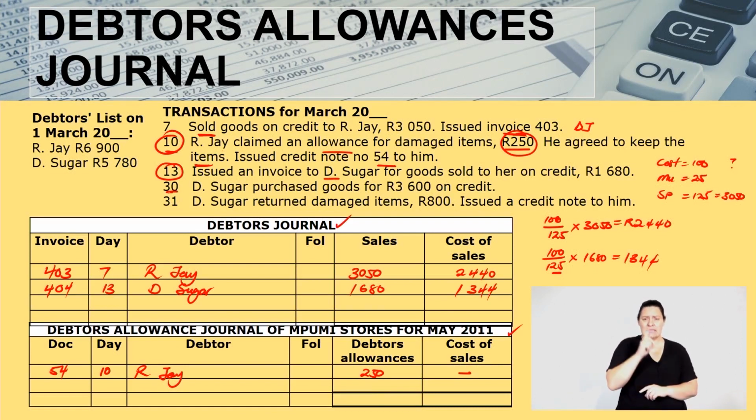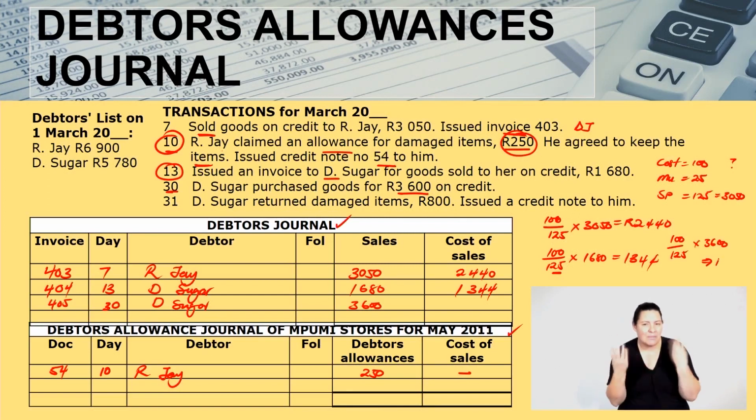Let's go to the next one. On the 30th, D Sugar purchased goods for 3,600. Where do I go? Obviously, it is in my DJ. So I'm coming here, 405. What is the date? The 30th. And then D Sugar again. And then how much is it? 3,600. All right, you now know what to do here. We want 100. We have 125 multiplied by 3,600. Quickly in the calculator, how much do you get? All right, thank you.